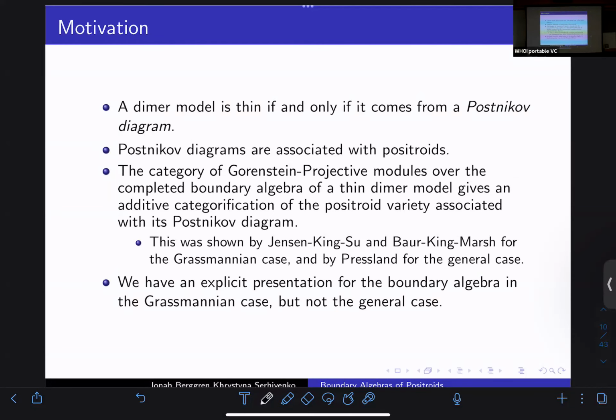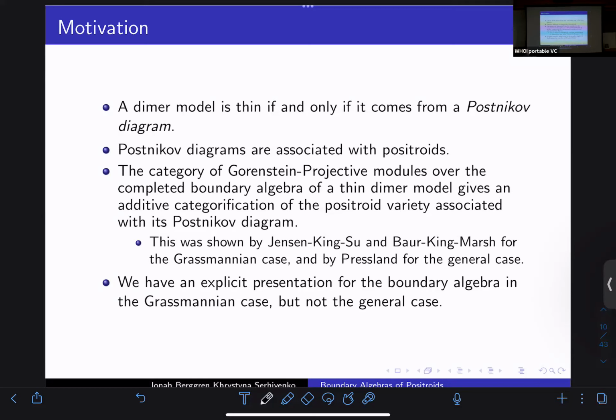Thin dimer models come from Postnikov diagrams, and these are associated with positroids. And something that was initially shown by Jensen, King, and Su, and Baur, King, Marsh for the Grassmannian case is that we can take the boundary algebra and complete it, and take the Gorenstein projective module category. And this gives us a nice additive categorification that respects the frozen variable structure of, in this case, the Grassmannian variety. And it was more recently shown by Pressland that we can do this for any positroid varieties, not just the really nice ones.